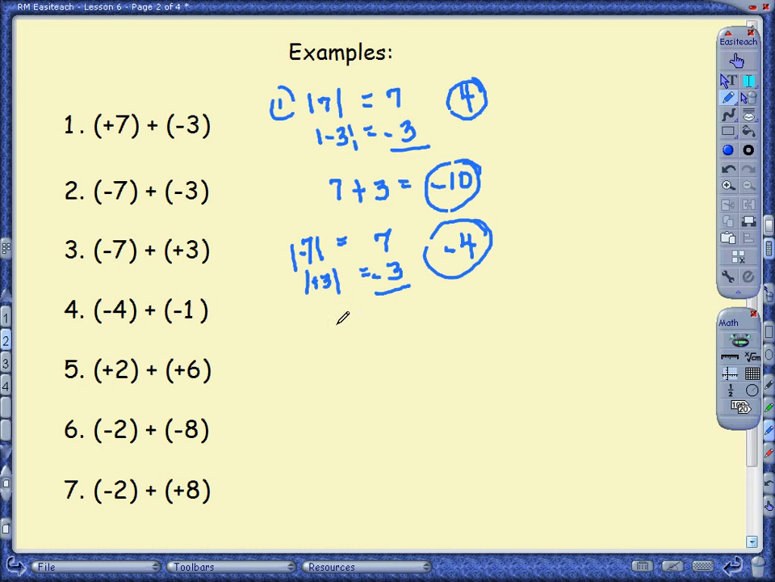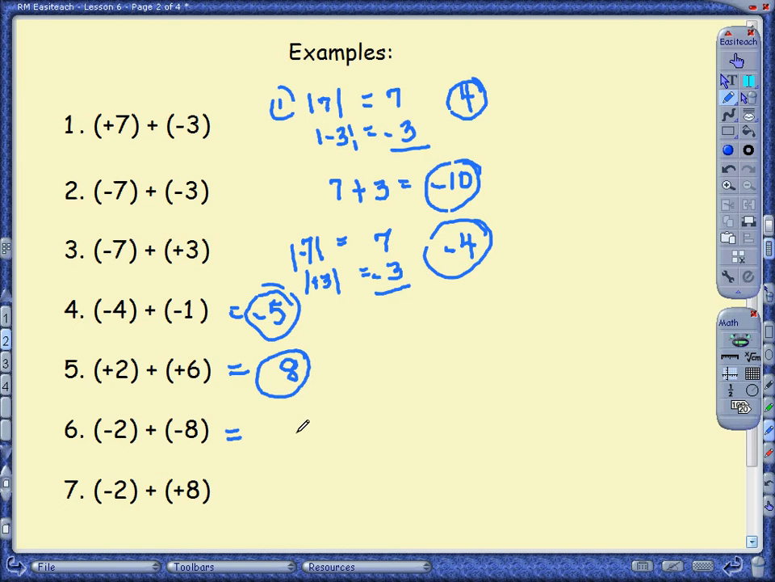Okay, now we have two numbers with the same signs. We simply add their absolute values. 4 plus 1 equals 5. Both numbers were negative, so we give our answer the negative sign. Two numbers, 2 and 6, both positive. 2 plus 6 equals 8. We don't need a sign when our answer is positive.